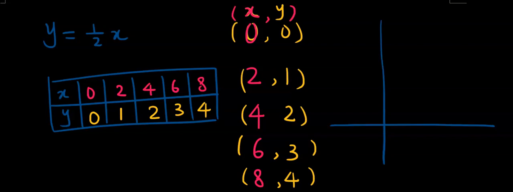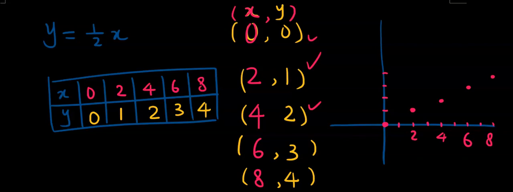Okay, our first point is 0, 0. Let's get a different color. 0, 0. That's our first point. Next one is 2, 1. Next one is 4, 2. Next one is 6, 3. And the next one is 8, 4. That's it. We've got our 5 little points, and we're done with graphing.